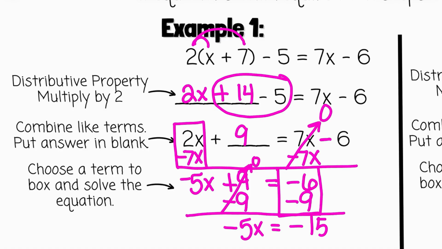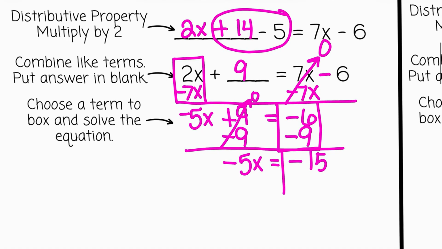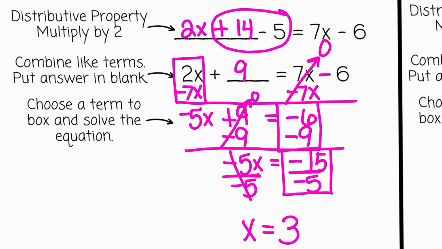And then remember my little rhyme, if they're side by side, you need to divide. So negative 5 and x are side by side. So I'm going to box my negative 15 and I'm going to divide by negative 5. Remember, these fraction bars mean divide. Negative 5 divided by negative 5 gives me positive 1x, which is just x equals. And then negative 15 divided by negative 5 gives me positive 3. So my answer for that equation is x equals 3.